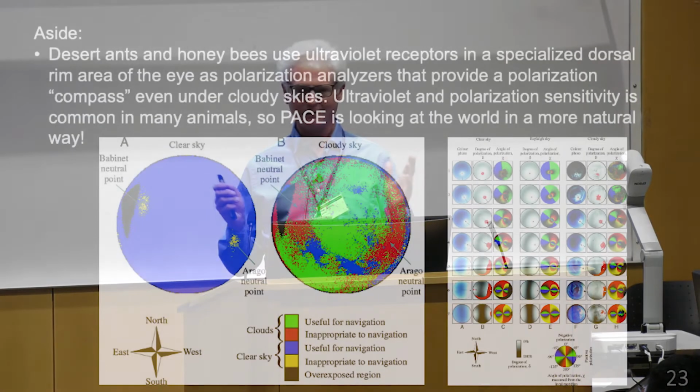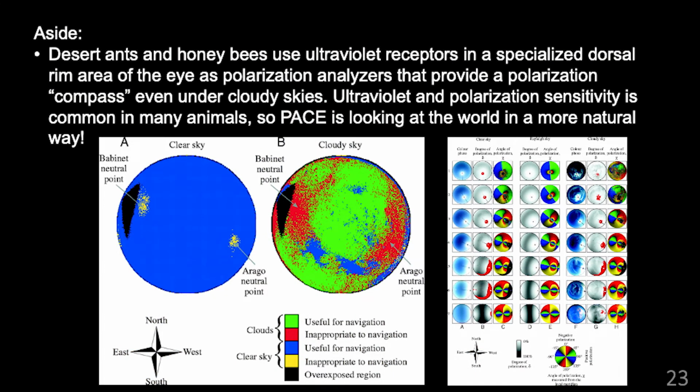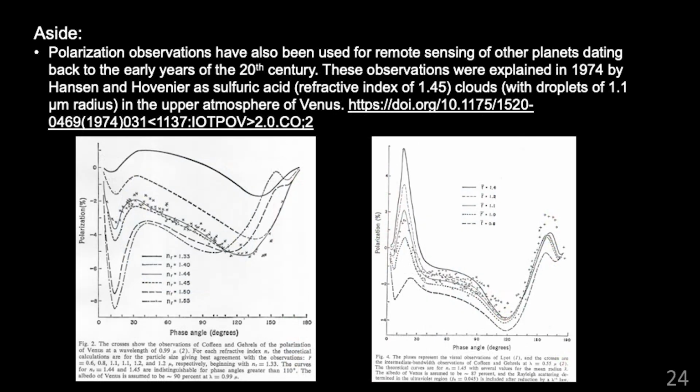And the other thing I wanted to comment on, and Peng Wang's exactly right, is that humans almost never see polarization. We're in the visible spectrum. But a lot of animals, birds, and insects see into the ultraviolet, and they also see polarization. So I think PACE is looking at the world in a much more natural way than people do. We've got that UV and we've got that polarization, and that's how much of the living world sees the world.